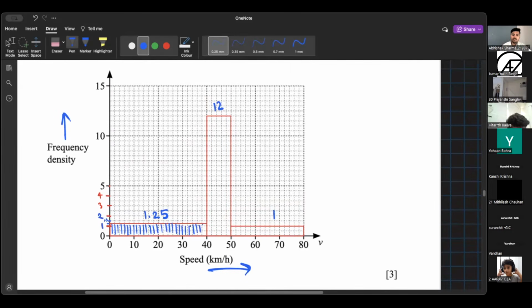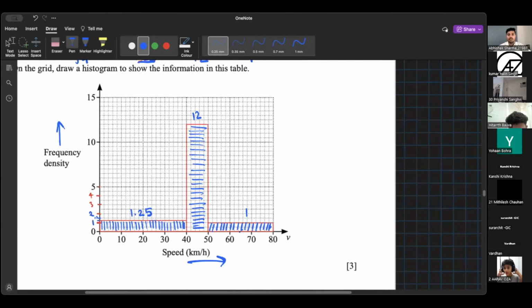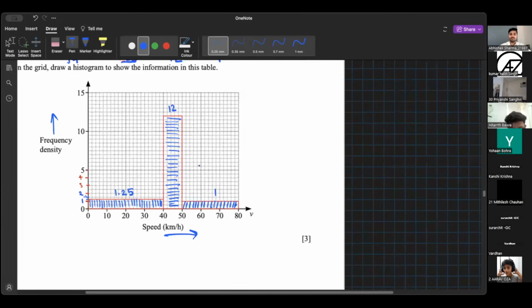You can also shade it differently. This one, let's say like this. The other one, let's say like this. And the last one like this. Slant lines, 3 different for 3 different classes. Clear?